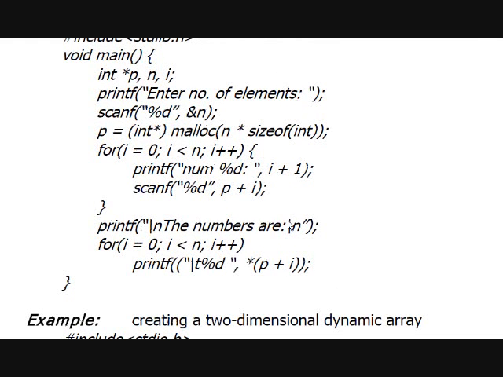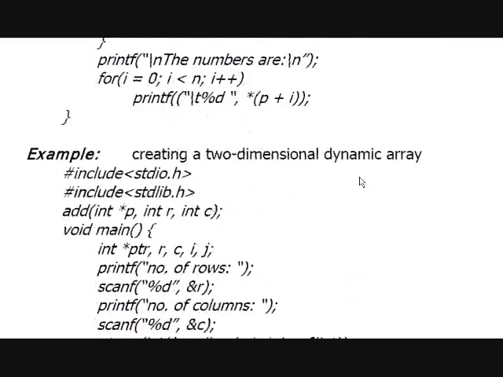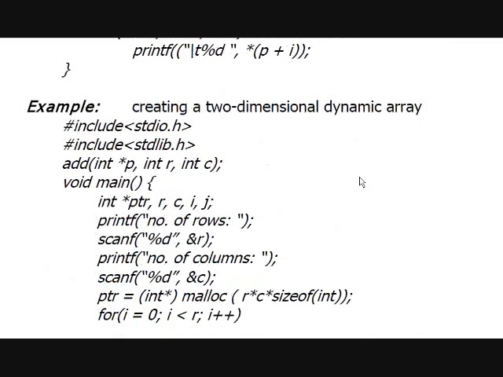Okay, so that's how we create a dynamic array. So it's flexible, as I've said, because you can specify the number of elements you want, and it's memory saving because no memory is wasted, unlike static arrays. How about creating a two-dimensional dynamic array?